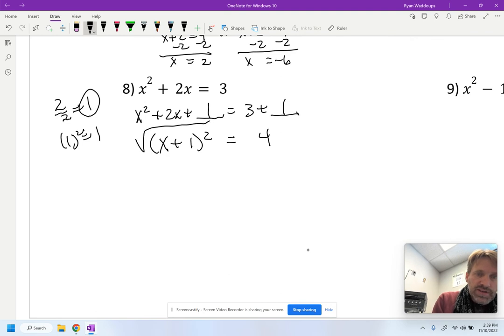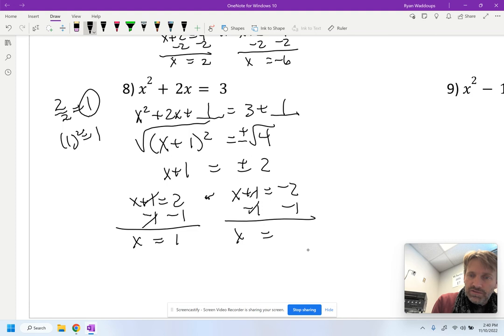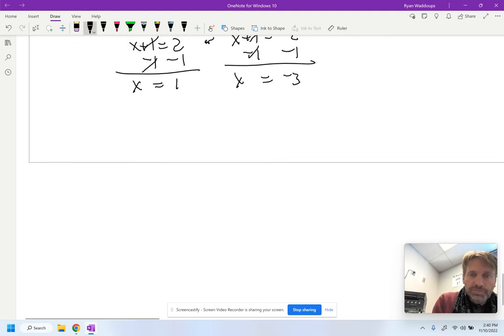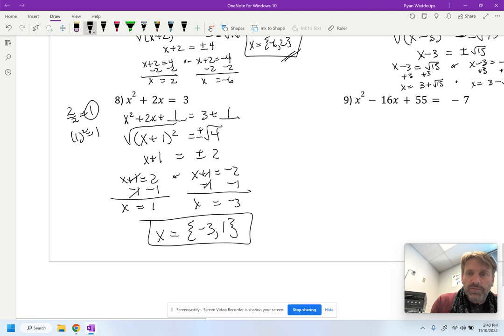Now I take the square root of both sides, plus or minus. X plus 1 equals plus or minus 2. X plus 1 equals 2, or x plus 1 equals negative 2. Subtracting 1, x equals 1 on the right, I'm still on the left, and then subtracting 1, x equals negative 3 on the right. So this time the solution set is negative 3 or 1. And that's for number 8. Number 9, moving right along.